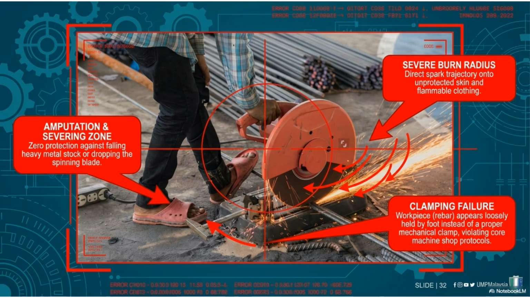Another example of failure: severe burn radius from sparks hitting unprotected skin and flammable clothing. The spinning blade poses an amputation risk. Note the clamping failure, where the workpiece is held by foot instead of a proper mechanical clamp.